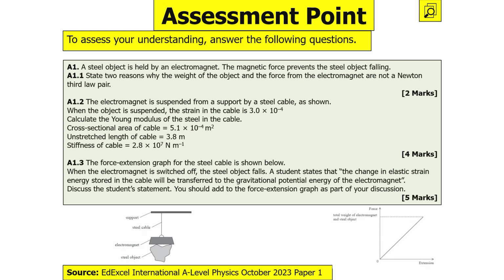Then the force extension graph for the steel cable is shown below. When the electromagnet is switched off, the steel object falls.